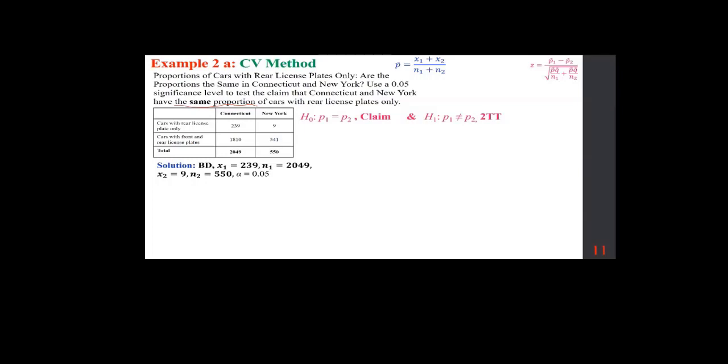In some texts, they make sure H1 is the claim. That's not the case here. And it doesn't have to be. And in fact, most authors have changed their opinion about that. And nowadays, the claim can be either one. So in a real life application, we just have to state whether H0 is our claim or H1 is our claim. That's what they do nowadays.